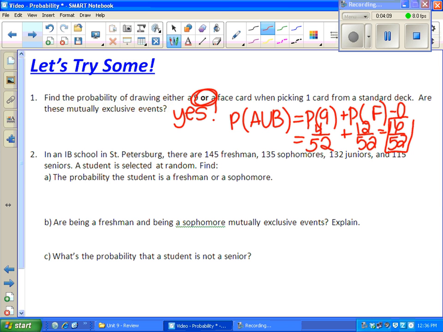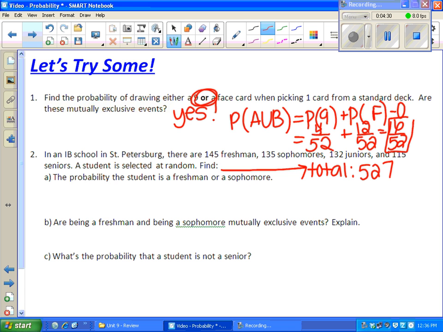Number 2, it says in an IB school in St. Petersburg, there are 145 freshmen, 135 sophomores, 132 juniors, and 115 seniors. A student is selected at random. Find the probability the student is a freshman or a sophomore. Well, first of all, I know I'm going to need how many total students there are. So I went ahead and I added that together, and I ended up getting 527 total students.